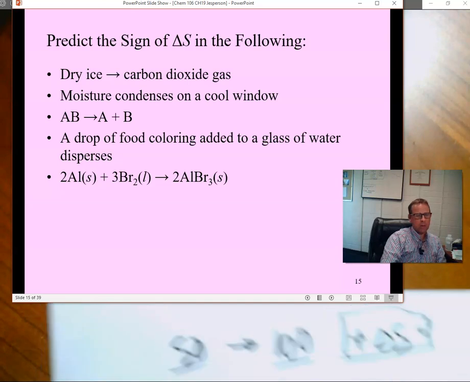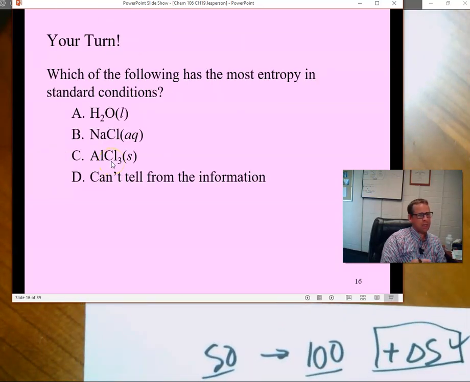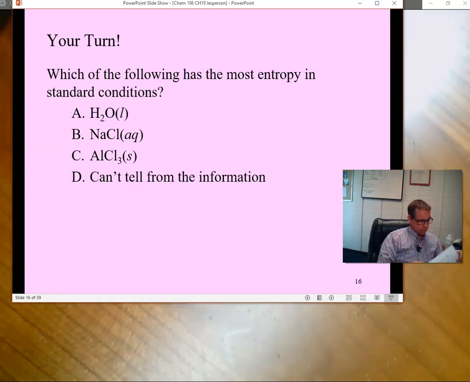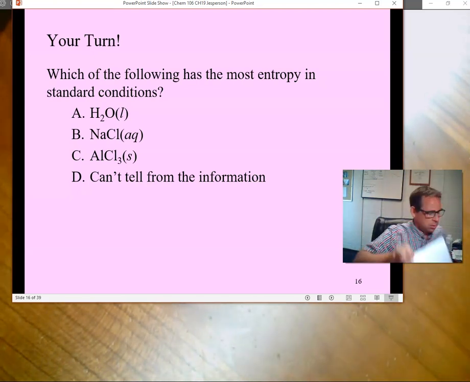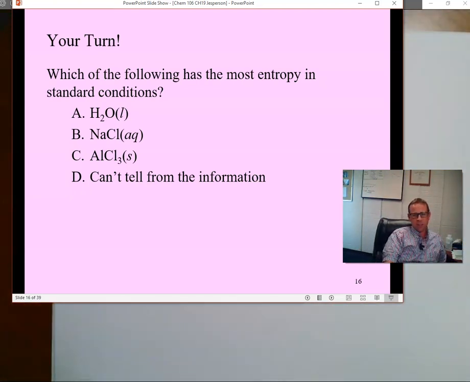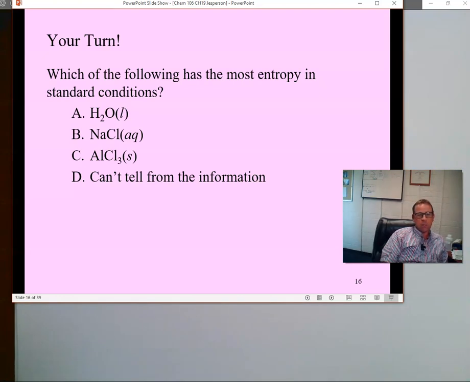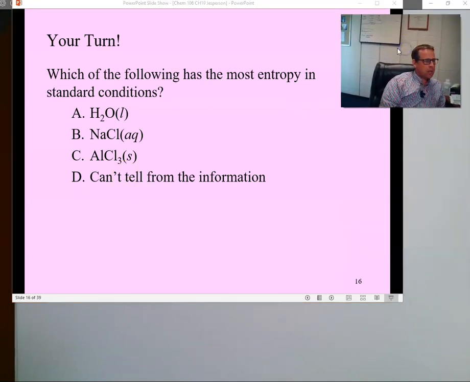All right, why don't you guys take a look at this one, and in a few moments we'll ask Sarah to try to answer it for us. Try to answer it in your own mind first. Which of the following has the most entropy in standard conditions? Has the most entropy, highest value? And again, it's all relative to each other, so I just throw numbers in there to give us an idea, especially when we're looking for the delta S. But here we're just looking for absolute S value. What do you think, Sarah?